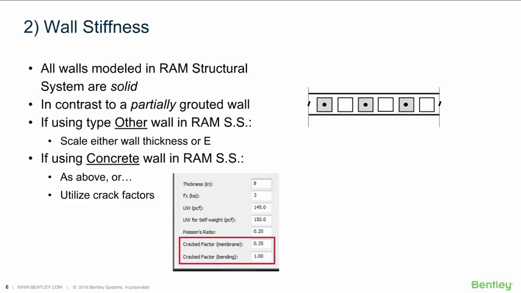You can also model the masonry walls as either type other or as concrete in structural system. If you model them as concrete, you do have a couple of additional factors that you can use, the crack factors in concrete. The choice between modeling a wall as type other or as concrete is really a matter of preference. A lot of people use type other simply because that way they know it is in fact a masonry wall as opposed to concrete. But the import elements can handle it either way.